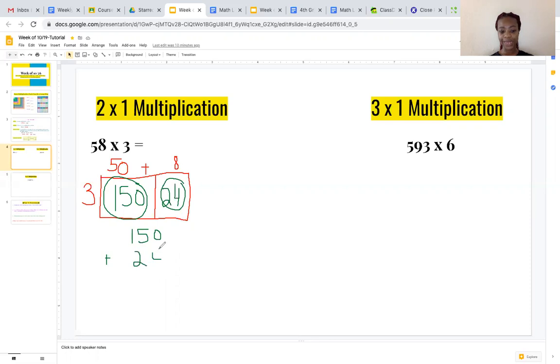Always remember to line up your digits correctly in the right place. So this gives us a whole product or total of 174.